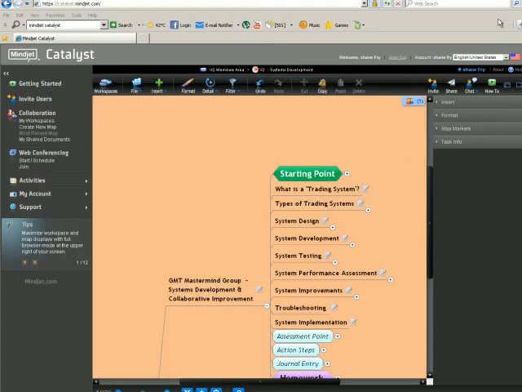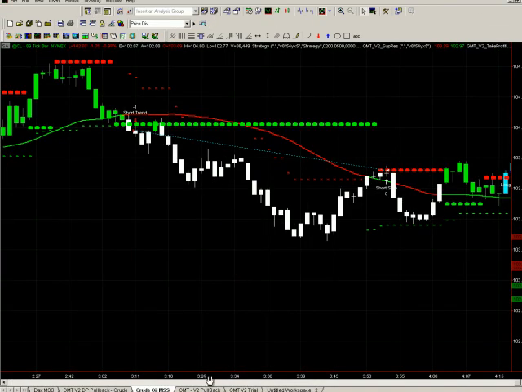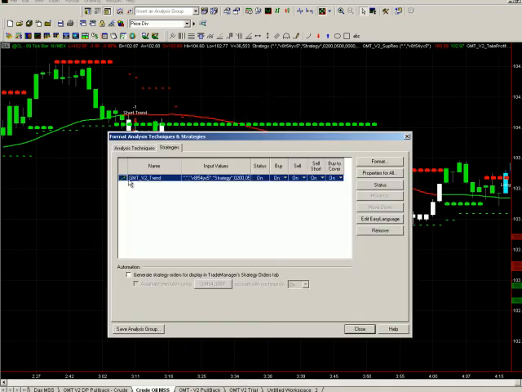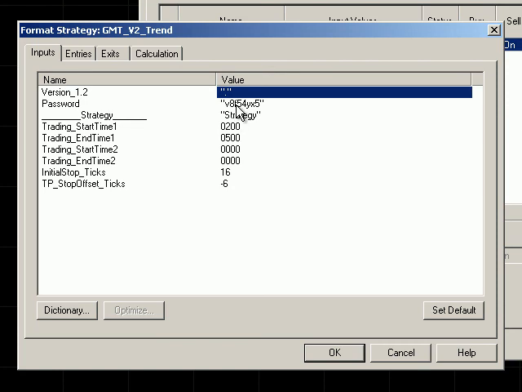For example, for me, I've grabbed the trend trader on crude oil, and this is what I initially did. I looked at the Euro session because I knew there was movement in the Euro session, so I very quickly went into my strategy. For those of you who haven't done this, the strategy option is the format strategy. I clicked on that, and I've got the trend trader, so I know what system I've got because it's marked. It'll say GMT V2 trend, breakout, it'll tell you what strategy it is. You format that, and those are the settings you can play with.